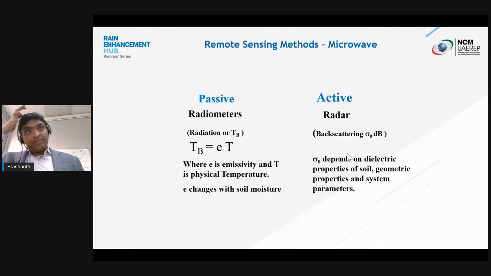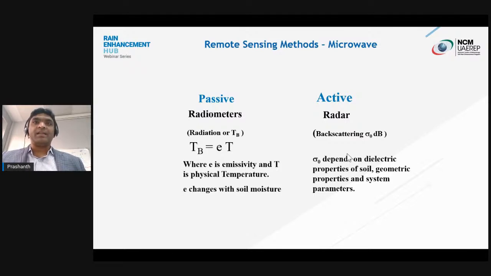And in the microwave part, we have two sensing ways. As I said, radiometers measure the passive microwave signal that is coming from the Earth's surface, which largely depends on the emissivity of the surface. And the emissivity of the surface changes with the soil moisture. So if you measure the dry soil brightness temperature, and look at the change in the brightness temperature on the following days, for instance, then this can be modeled with respect to the change in emissivity.